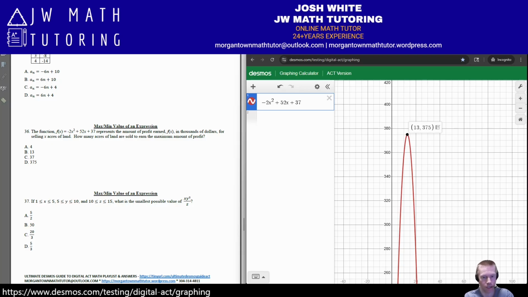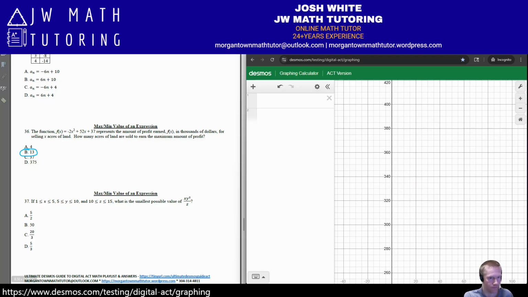The correct answer for this one is letter B. If it asked for the maximum amount of profit, then your answer would be letter D, the 375. Technically it's 375,000, but in this case, just 375. So that's it. Just graph the function, look for where the highest or lowest point is, and then pick out whichever coordinate corresponds to what it's asking for.